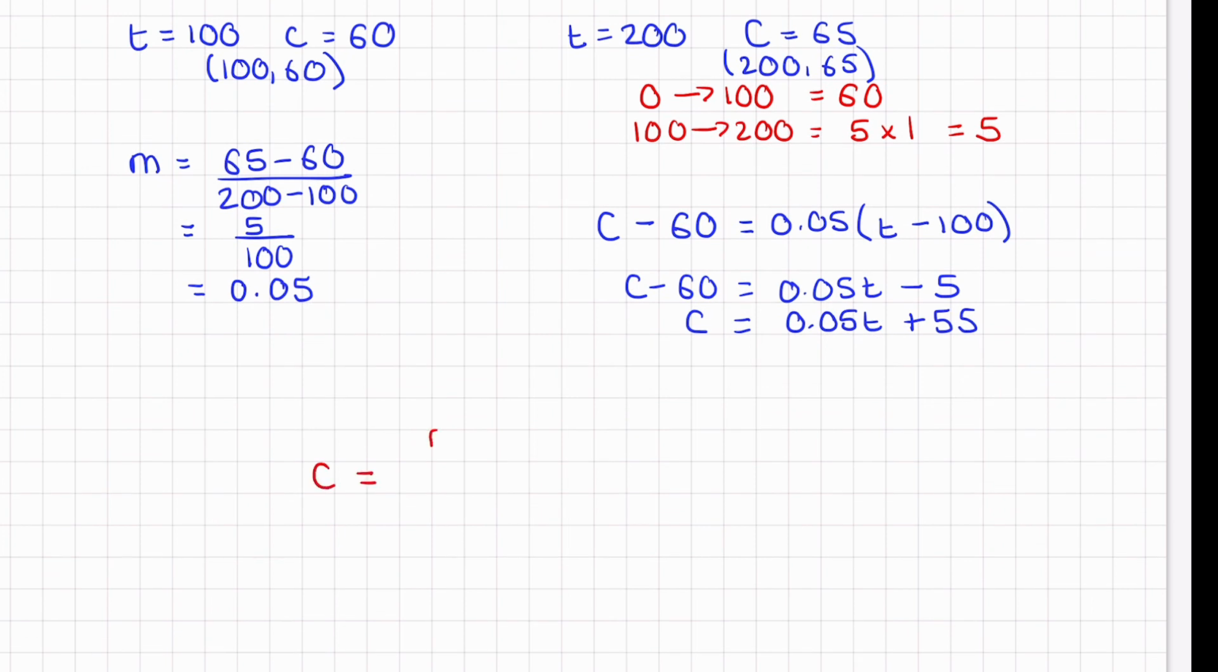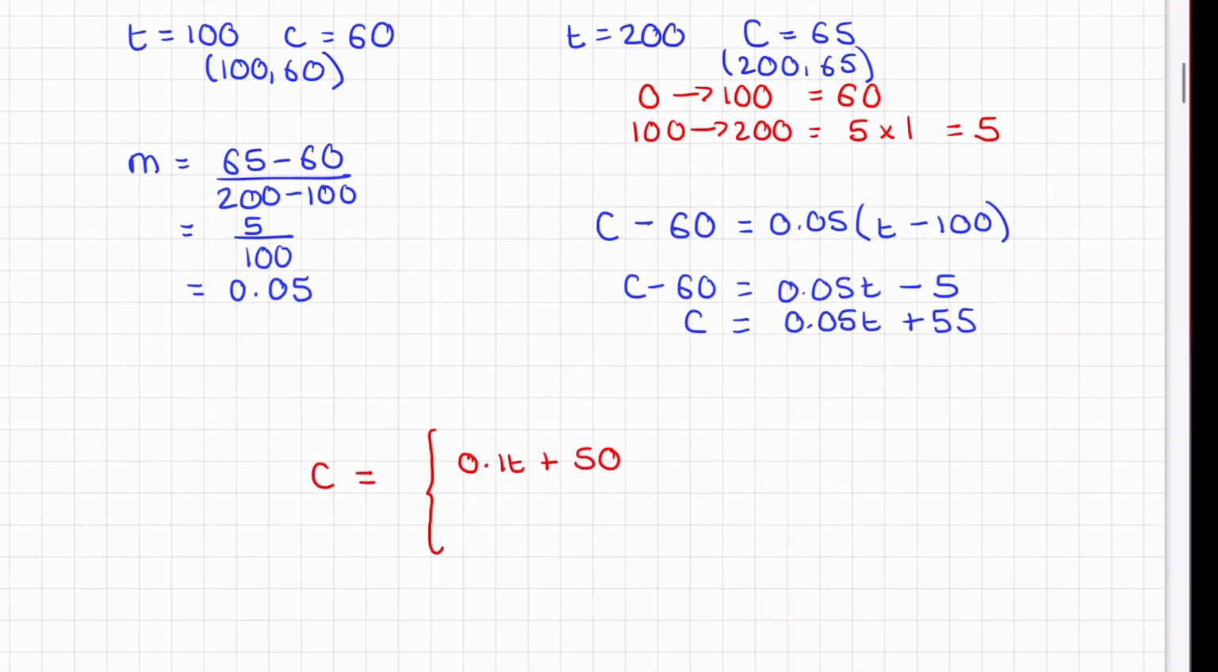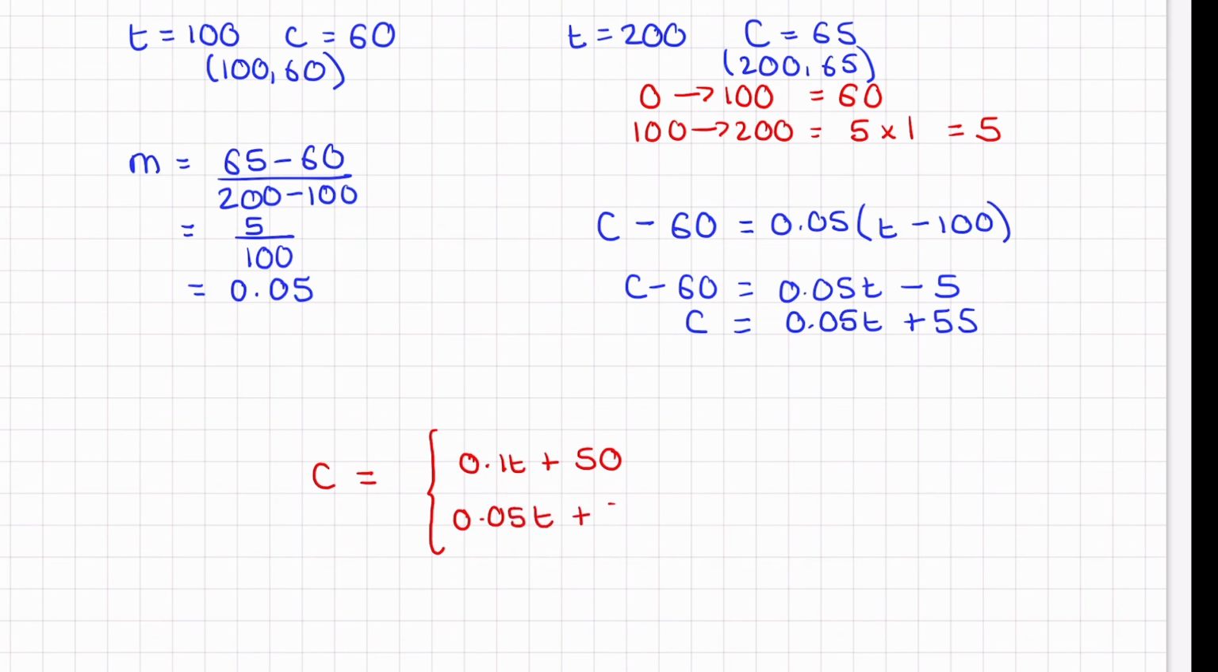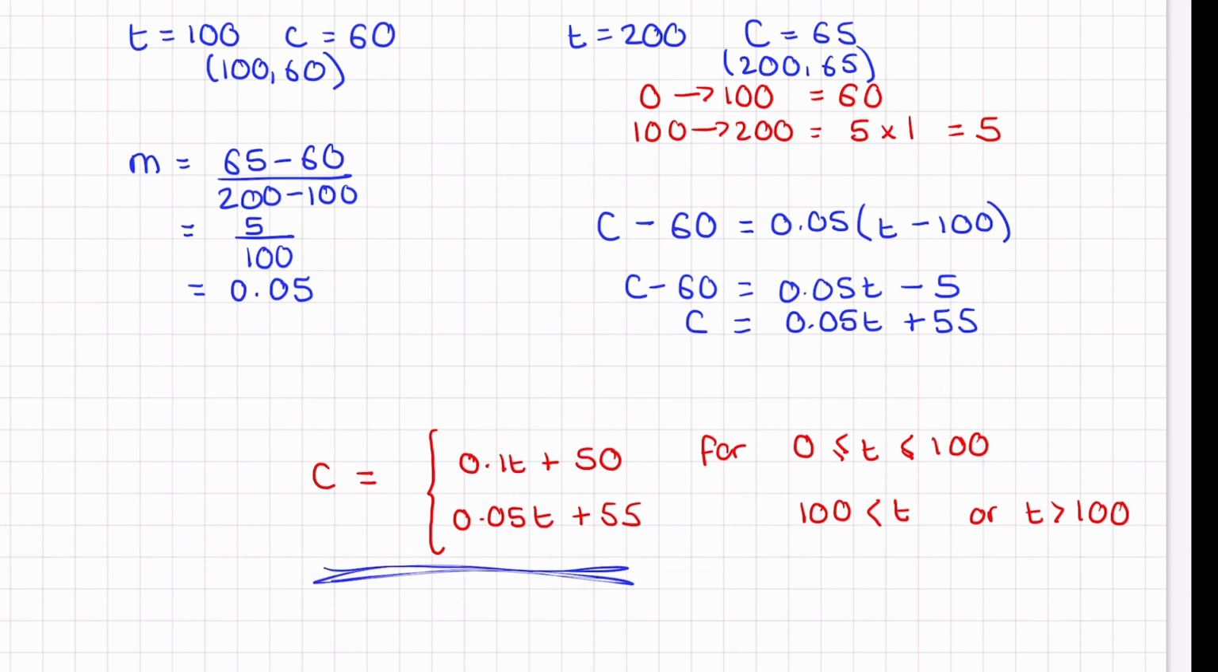And then when we write something as a piecewise function, we have c equals, and we use these brackets that look like that. We put the first equation on the top line, which was 0.1t plus 50. We put the second equation underneath it, so 0.05t plus 55. And then we need to write the domains. So what values did it go between? For the first equation, it goes from when t equals 0 all the way up to when t equals 100. And for the second one, it goes from when t is greater than 100 and up to infinity. So you could write it that way, or you could write it as t is greater than 100, because there is no ending time on that, because you can talk for however long you want on the phone. So remember, that's what a piecewise function looks like.